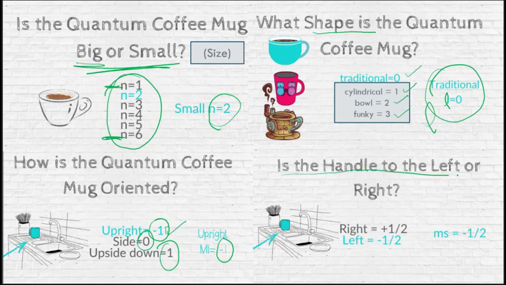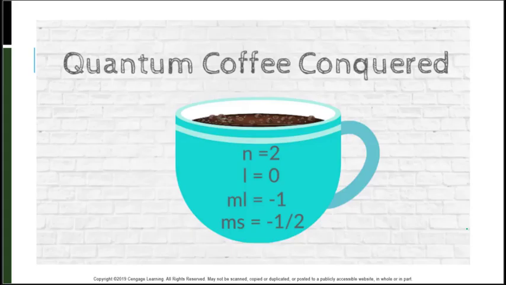And then lastly, is the handle to the left or to the right? If it's to the right, we're going to give it a value of +1/2. If it's to the left, -1/2. Mine, I'm giving a value of -1/2. The handle is on the left. So I could give you 4 numbers here, an N, an L, an ML, and an MS.